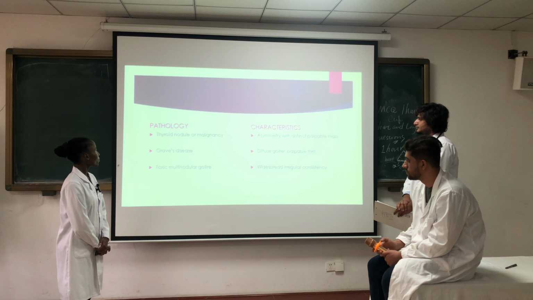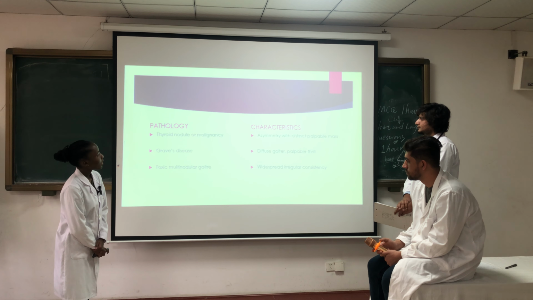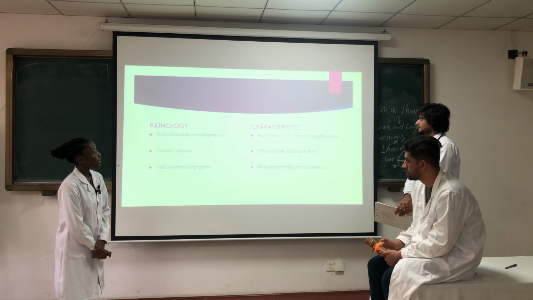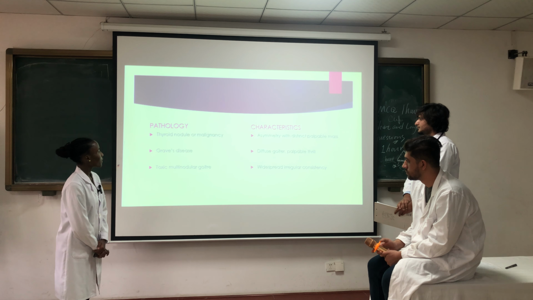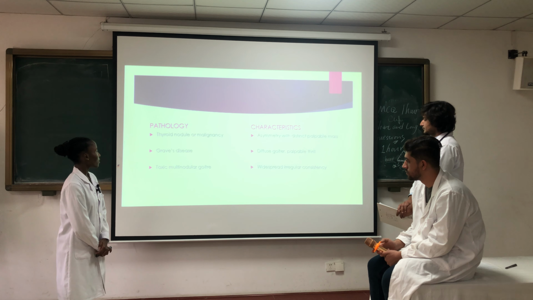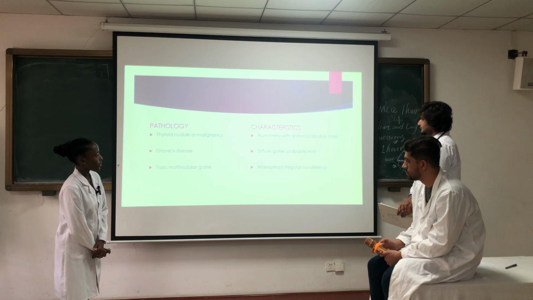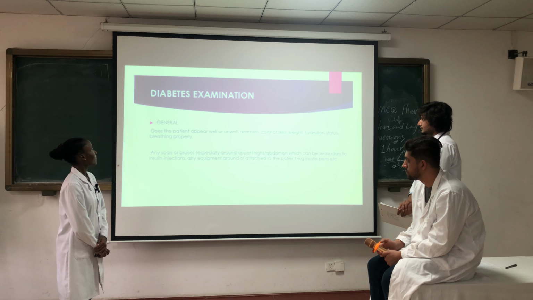Pathology: thyroid nodule or malignancy, Graves' disease, toxic multinodular goiter. Characteristics: in a nodule we see asymmetry and a distinct palpable mass. In Graves', a diffuse goiter and palpable thrill. In toxic multinodular goiter, we see widespread irregular consistency.